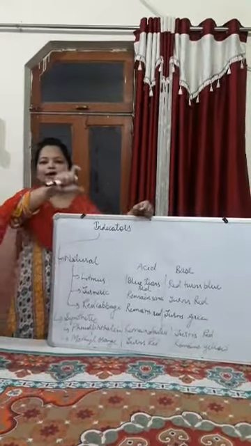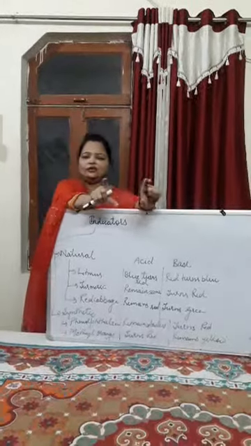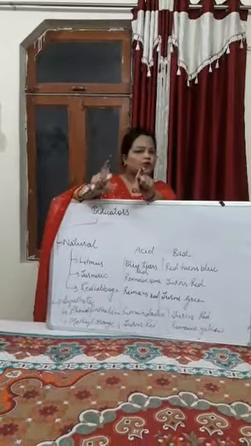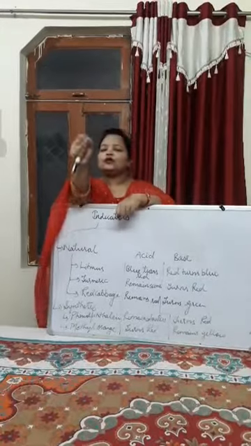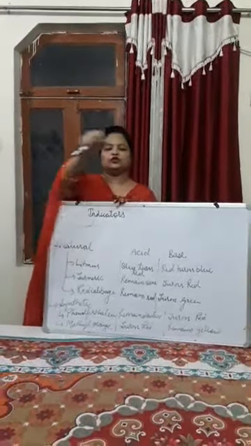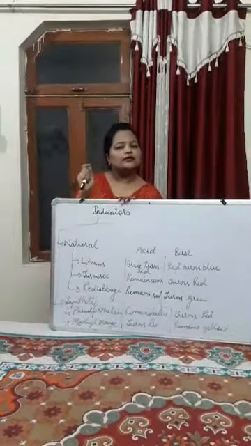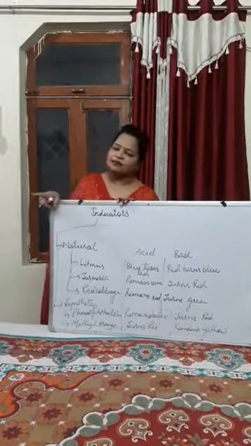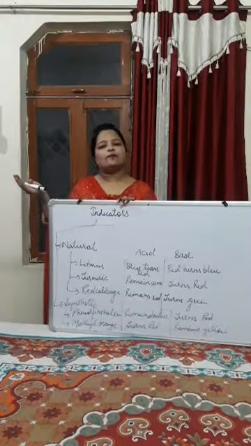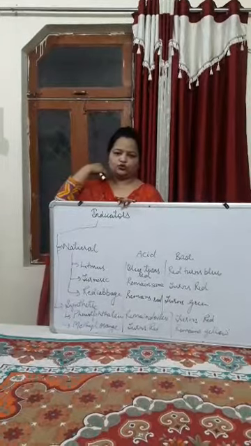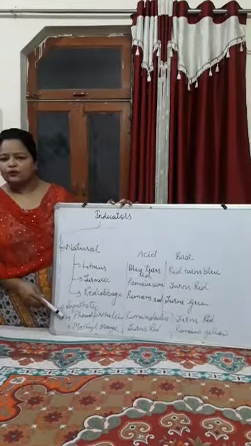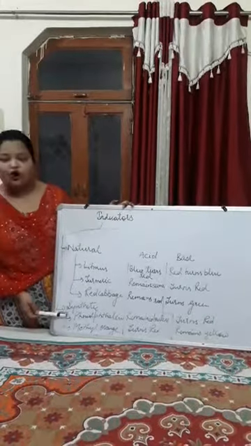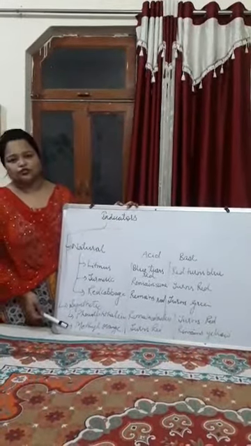That means if we gave you two unknown solutions, one acidic and one basic, and you have red cabbage juice, you will add two drops of that juice into both the solutions. The one in which it turns green is basic, and the other one in which it remains red is the acidic solution. Okay? Now there are two synthetic indicators that we use in our lab, that is phenolphthalein and methyl orange.